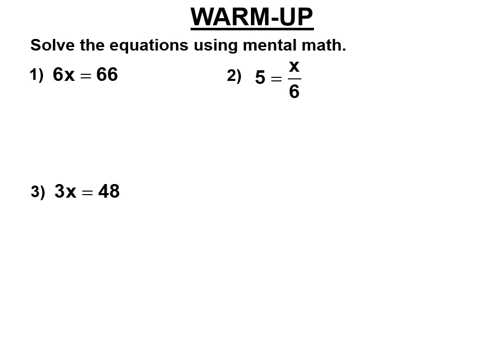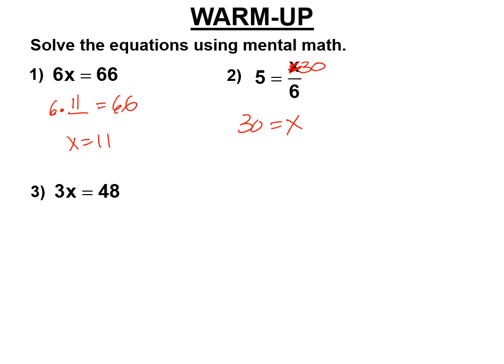6x equals 66. So we're going to fill in the blank with the only number that would make that true. Well, hopefully we realize that's 11, and we would say x equals 11. Now, the next one's a little harder. What divided by 6 makes 5? Well, let's see. I think 30 divided by 6 is 5. And so, since x was on that side, I'm going to write 30 equals x.